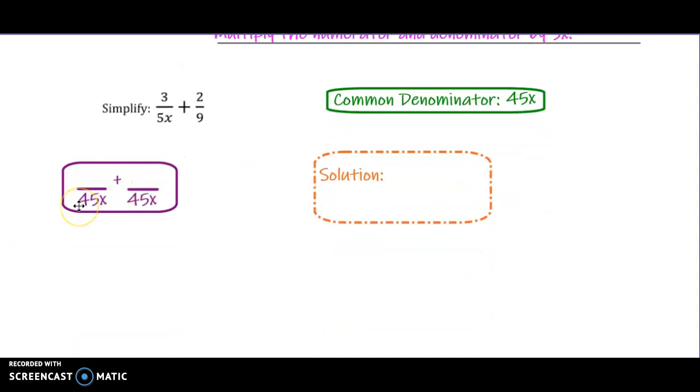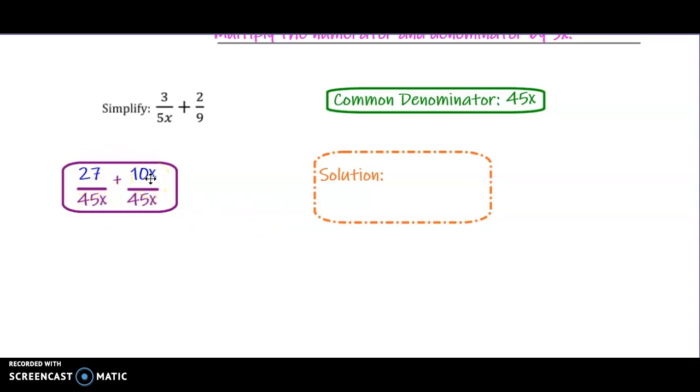So I write out my common denominators, 45x plus 45x. Now we said to multiply the first fraction, the numerator and the denominator, both by 9. So 3 times 9 gives you 27. For the second one, we were multiplying by 5x. So 2 times 5x is 10x. So for my solution, I keep the denominator of 45x, and I add 27 plus 10x.